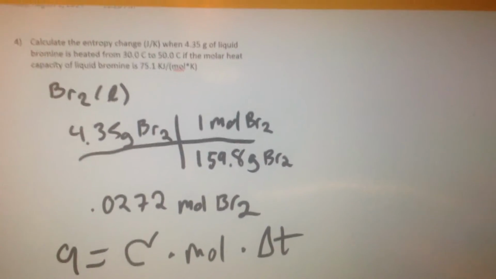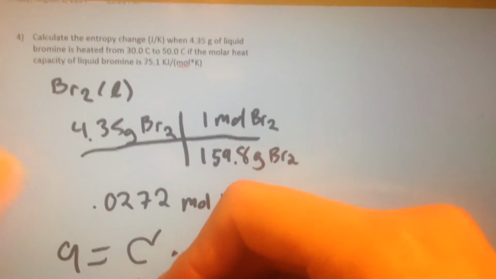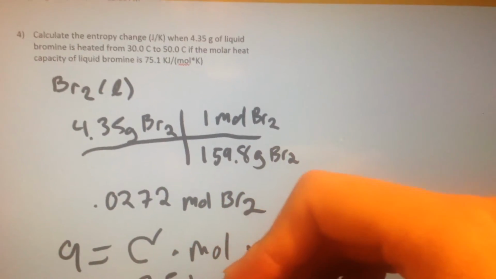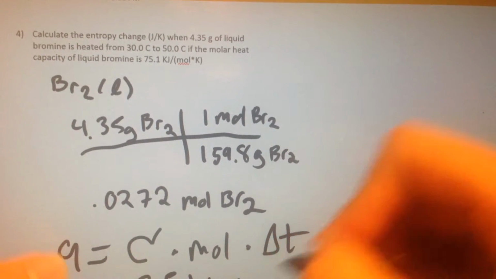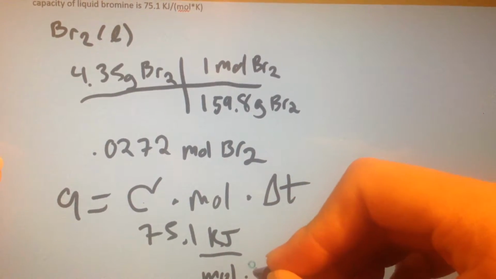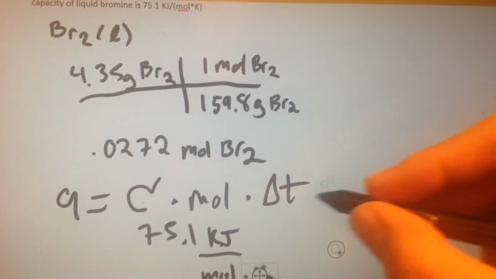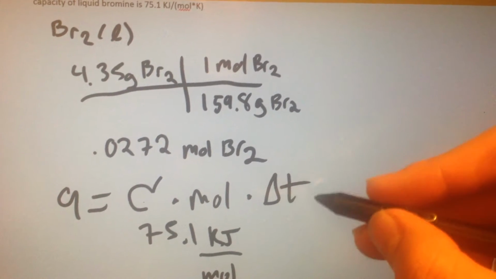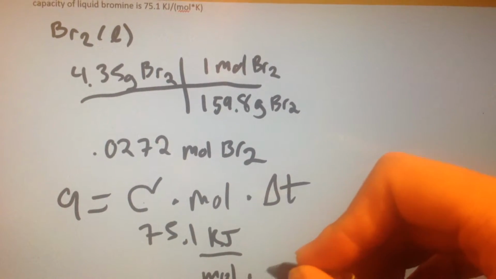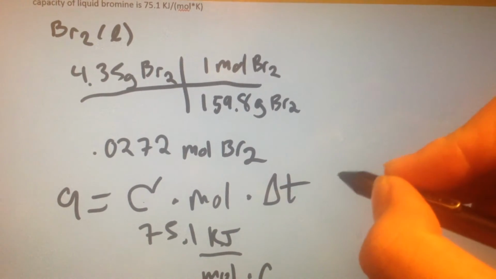And so I have 75.1 kilojoules per mole times Kelvin. And the thing is, with Kelvin, since we're using change in temperature, we can actually say per mole per Celsius. This is only applicable when we have a change in temperature.